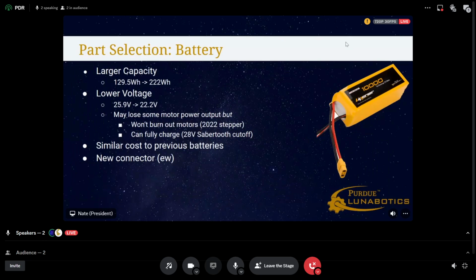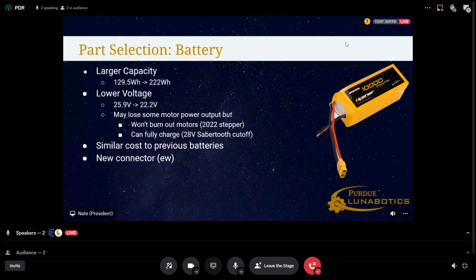So moving into the specifics of our design, we are moving to a larger capacity battery. Last year we used about a 130 watt-hour battery. This year we're moving up to a 222 watt-hour battery, which should be plenty to cover the expected power consumption over the course of the run. I think it's at least double the amount that we theoretically would be drawing, right?